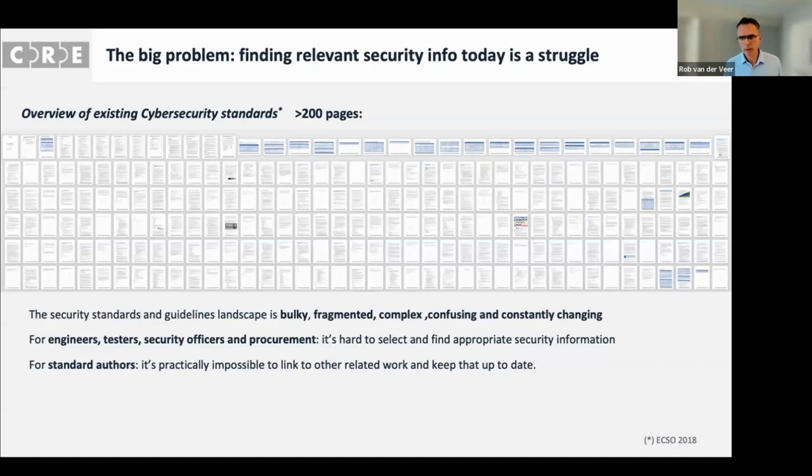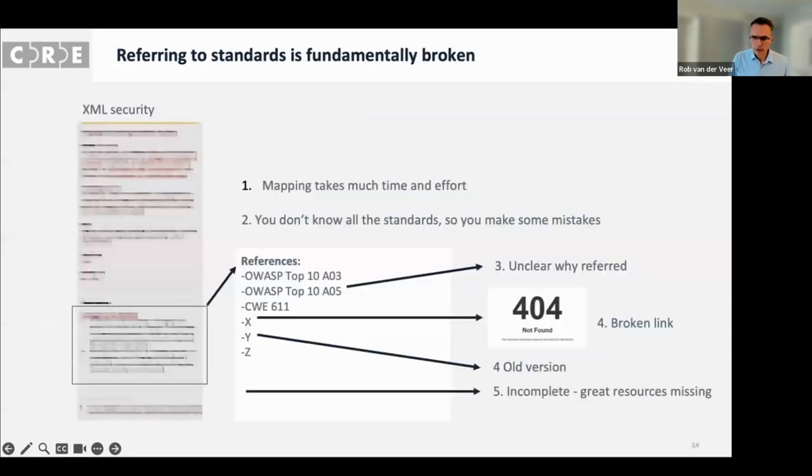Yes, I can relate to that, and which is why we built OpenCRE. Because in practice, what you get is you have a reference, but it takes a lot of time to put together the set of references. Sometimes to the reader, it's unclear why you refer to a certain resource. Links are broken because these resources change all the time. You refer to an old version, and of course, it's incomplete because you would ideally refer to all the relevant resources, but it's simply too much work to gather them and keep them up to date.